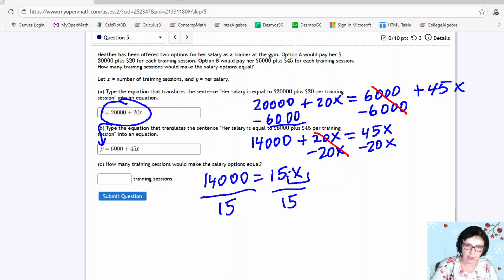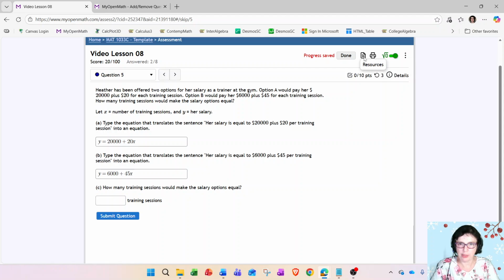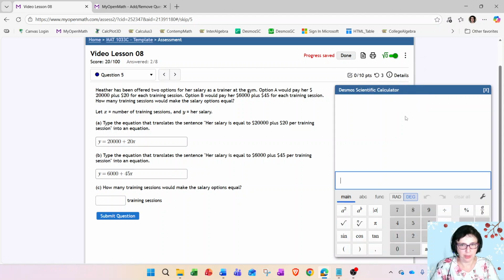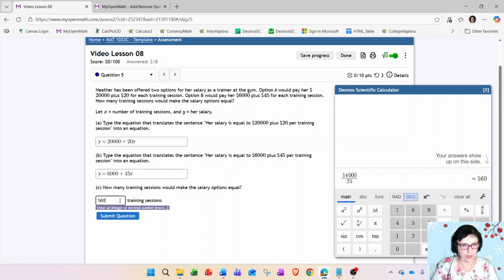45 minus 20 is not 15, that's 25. I'm sorry. Okay, so I corrected myself. This is going to cancel right here. And then it's going to be 14,000 divided by 25. All right, let's open a calculator in a sidebar and do that. So 14,000 divided by 25 is going to be 560.